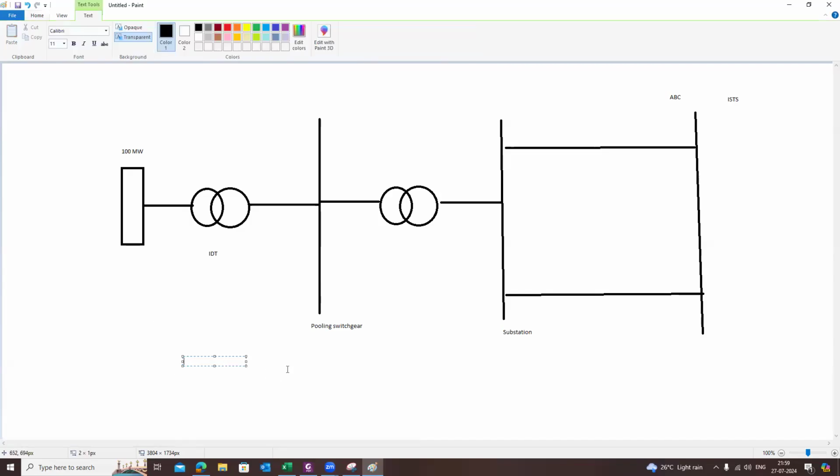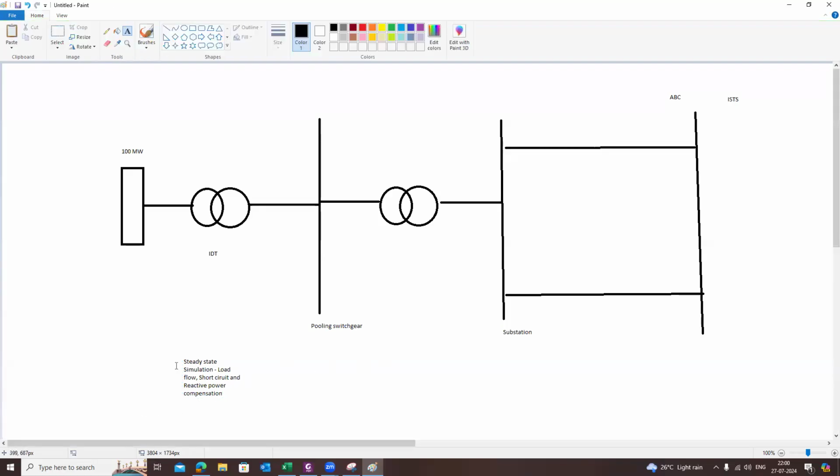One is the steady state simulations, in which basically you will do the load flow, short circuit, and reactive power compensation. We call it reactive power compensation. So one is the steady state simulation results that you need to submit, that is the load flow, short circuit, and the reactive power compensation. And the second one is the dynamic simulations.